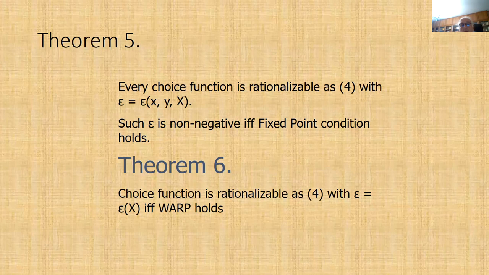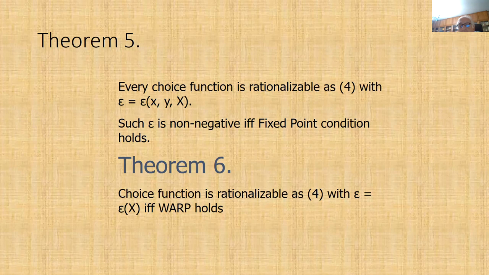Let me explain it in words, you see. Let us construct a binary relation P in the following form. If there is X capital, which means a set to which X belongs, such that X is in the choice of this set and Y does not belong to it, then we put the preference between X and Y. The weak axiom of revealed preference says that this P should be acyclic.